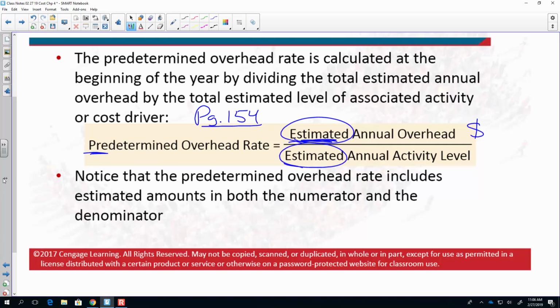Second, activity level could be machine hours, could be direct labor hours, could be direct labor dollars. In fact, your problem, your 25 TSA problem, they base their overhead on the amount of labor dollars. So if my labor is $1, it's a percentage of that dollar. 50%, 50 cents is my amount of predetermined rate for overhead. So we'll do some problems with all of these as the bottom number. Again, it's an estimate because it's pre.